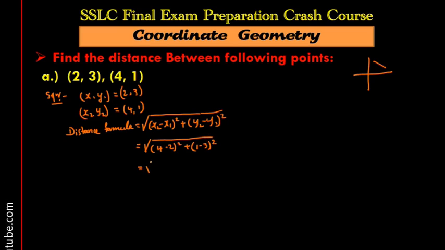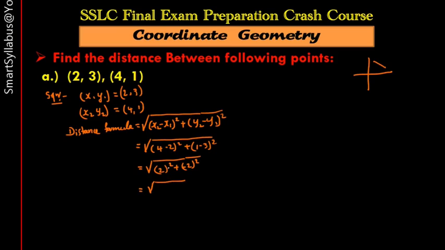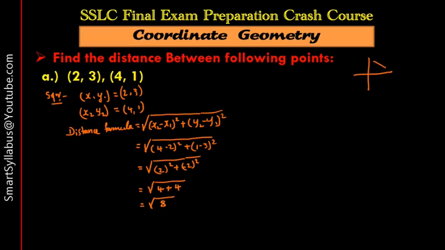That's equal to, now 4 minus 2 is 2 square, plus 1 minus 3. Since 3 is a greater number, we write minus 2 the whole square. That's equal to the square root of 2 square is 4 plus, here first square the minus sign: minus into minus is plus, 2 square is again 4. That's equal to the square root of 4 plus 4, which is 8.